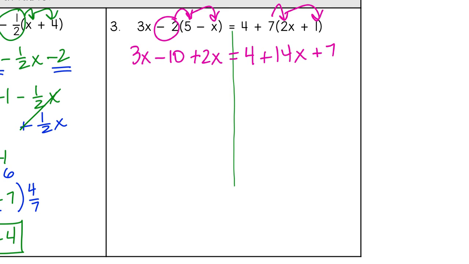Okay, now let's check to see if we can combine any like terms. So on the left, I have 2 terms that have x's. 3 plus 2 is 5x. Still have minus 10 equals. And then on the other side, I have 2 terms that are both constant, so we're going to add those together. 4 plus 7 is 11, and I still have plus 14x.